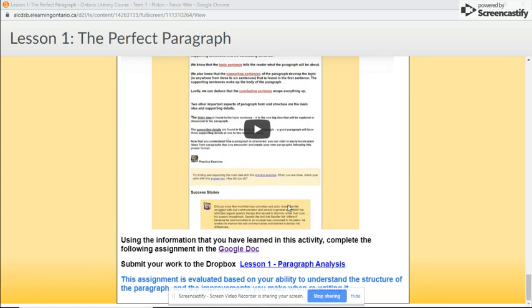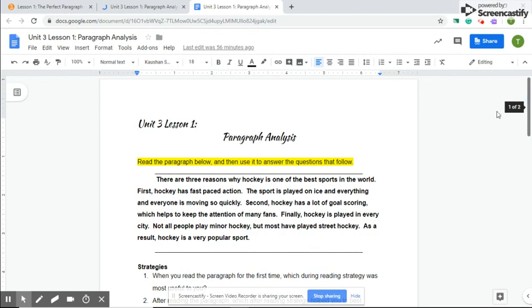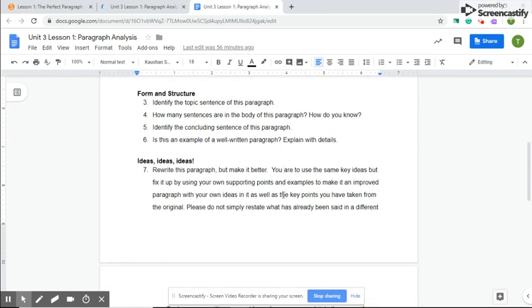We're going to go down and take a look, and you can open your Google Doc. I've already got it open here. What you're going to do is take a look at a paragraph that I've already done. You're going to read the paragraph below, and then use it to answer these questions. At the end, you're going to be asked to rewrite the paragraph and make it better.